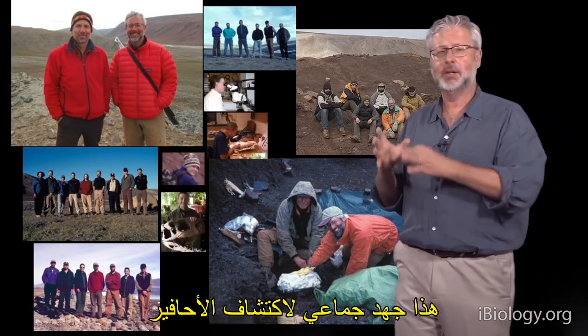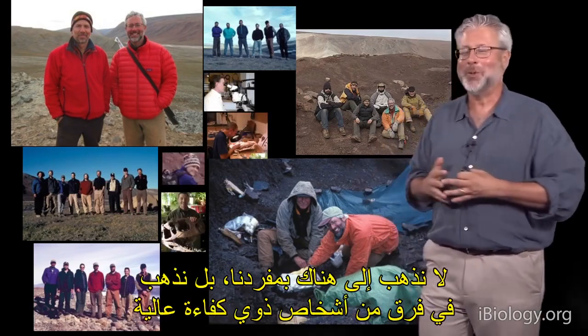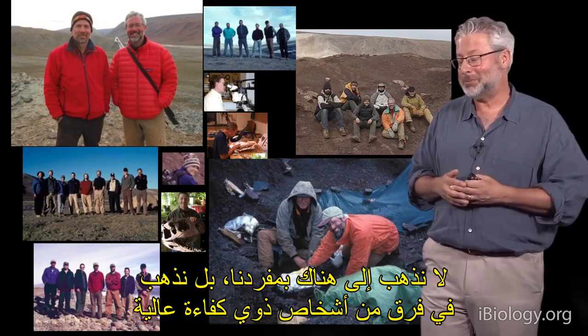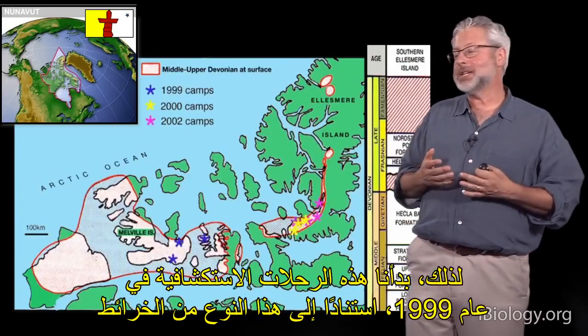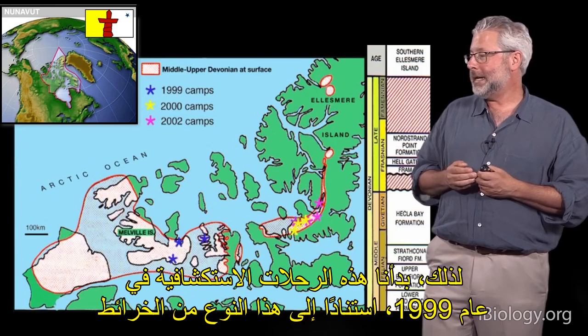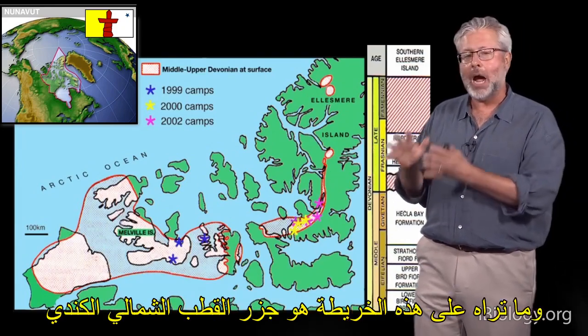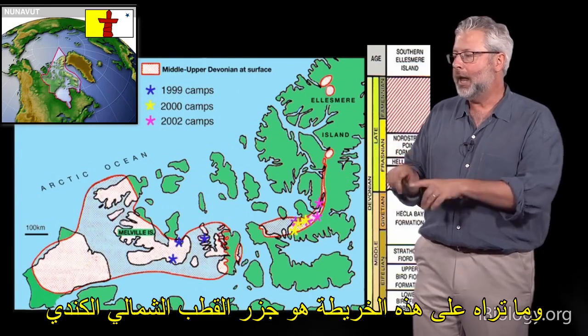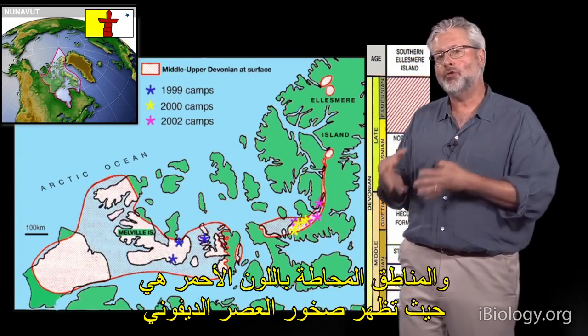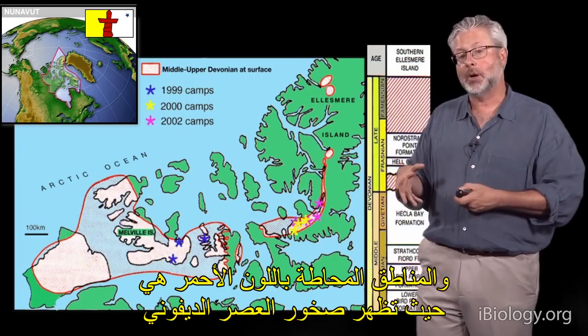This is a team effort, discovering fossils. We don't go out there alone. We go out there in teams of very talented people. So we started these expeditions in 1999 based on this kind of map. And what you see on this map are the islands of the Canadian Arctic, and surrounded in red are where the Devonian age rocks are exposed.